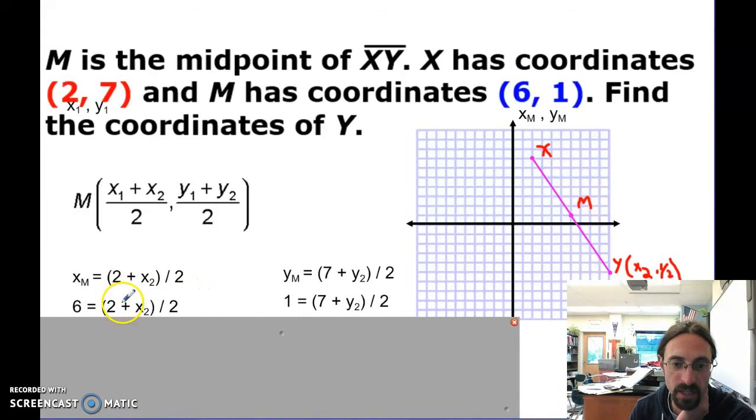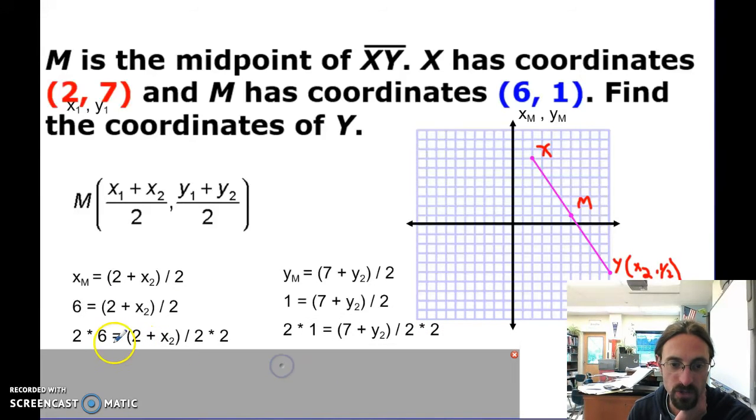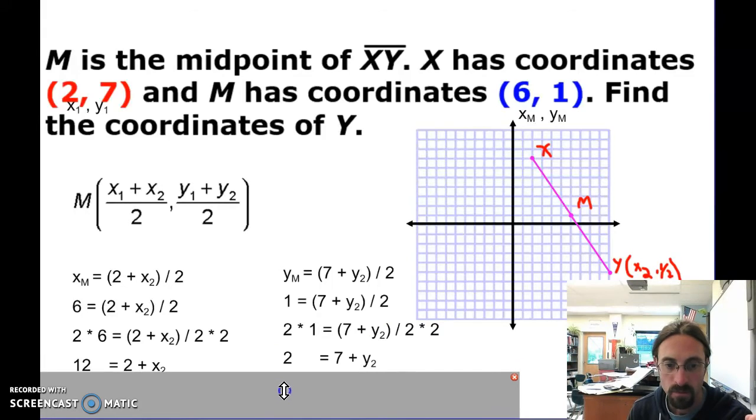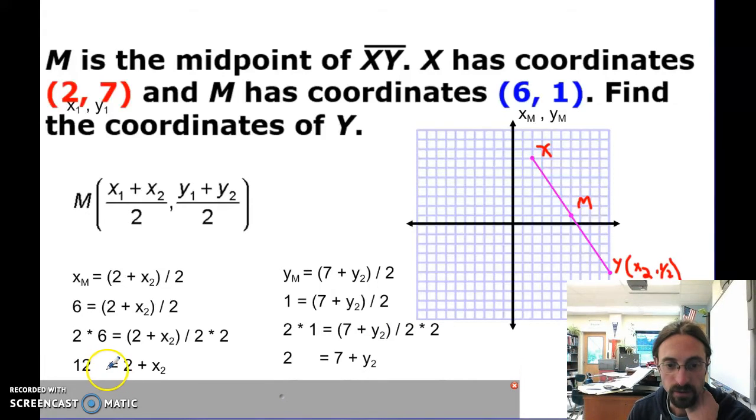And so now that I've got this set up here and here, it's just a matter of algebra. How am I going to get rid of this divided by 2? Well, let's multiply both sides by 2. So what you can see here is I'm multiplying both sides by 2, so really I end up with two separate equations that I have to solve. And then it's a matter of simplifying. 12 equals 2 plus x2, and 2 equals 7 plus y2.